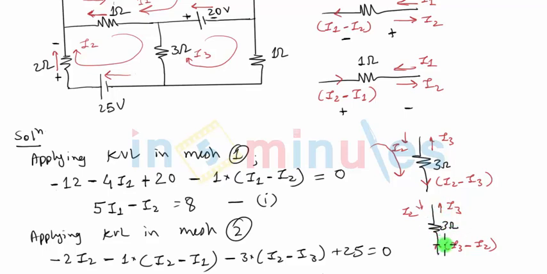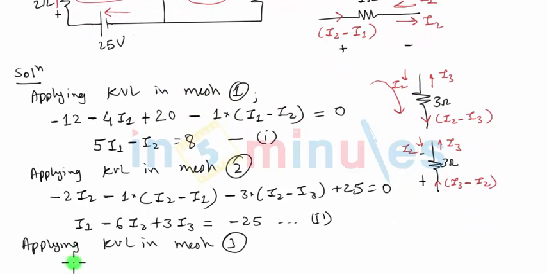So this time the drop of the voltage will be minus plus. But in simple words, because I'll be traveling this time in upward direction, the drop will be negative. So it will be minus 3 into (I3 minus I2).